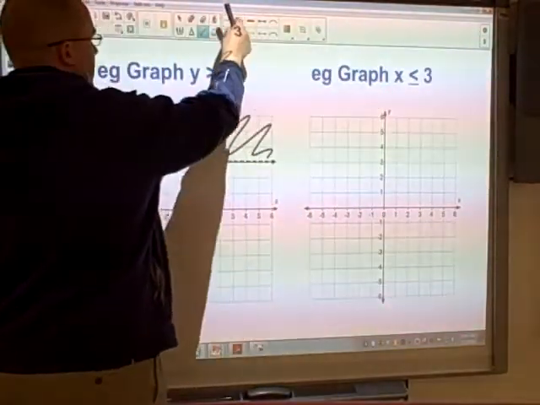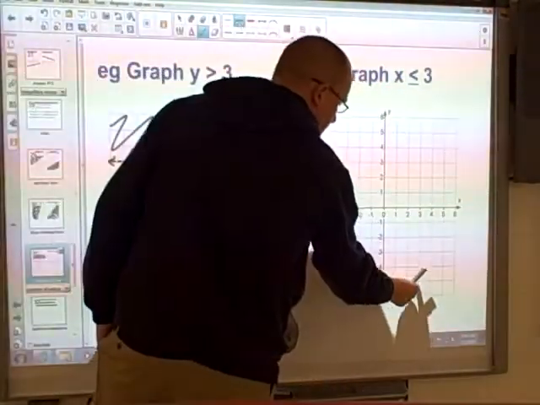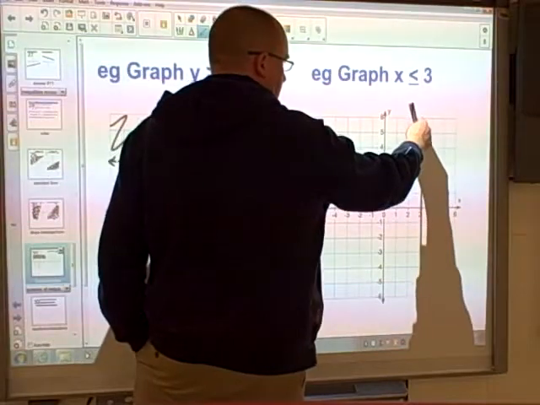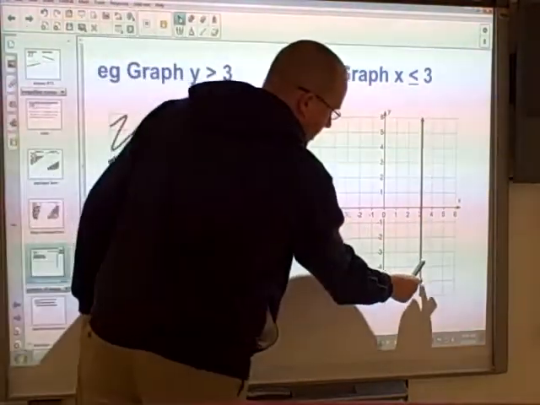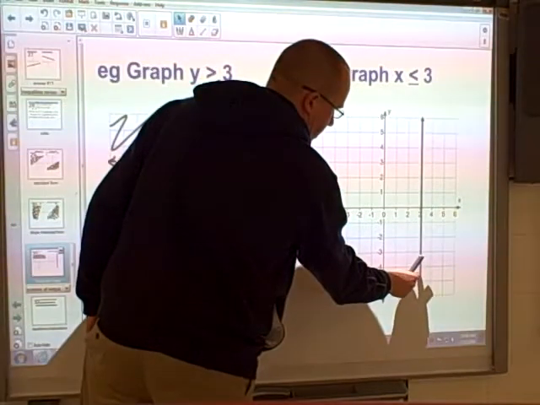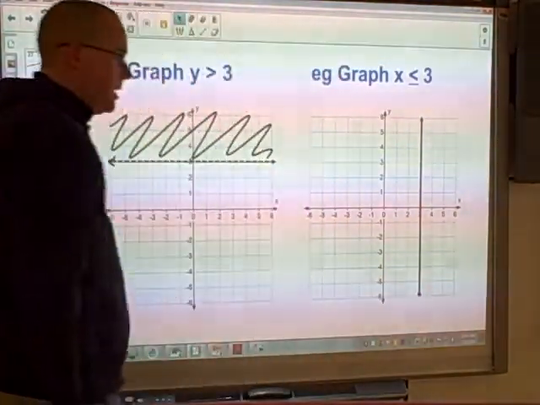Now for x less than or equal to 3, x equals lines are vertical lines. There is an equal sign here, so we need a solid line. So we're going to go vertical through 3 on the x-axis. I just missed it a little bit, so let me try and drag that across. There we go, that's a little bit better.